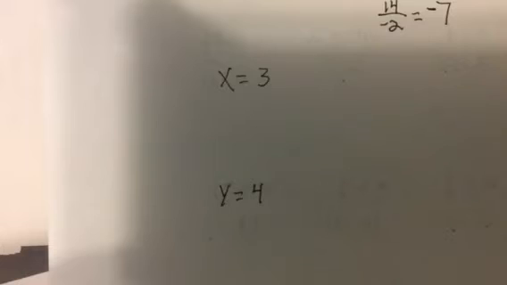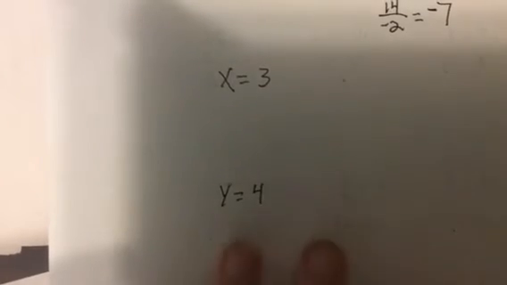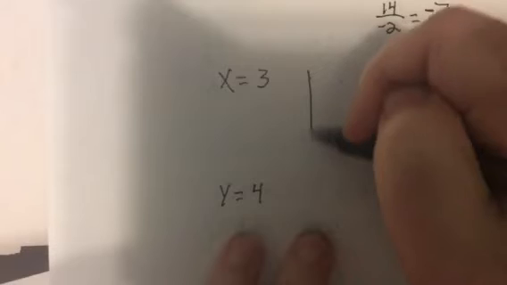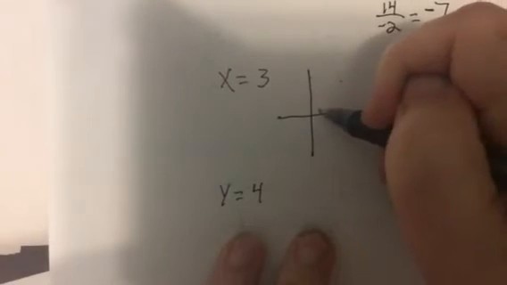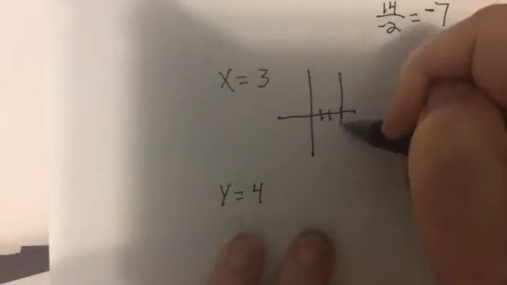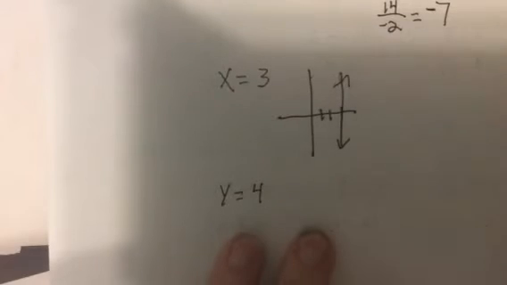Now, there's two special cases you're going to have to memorize pretty much, or just find two ordered pairs and go from there. Now, x equals a number, remember, is a vertical line.